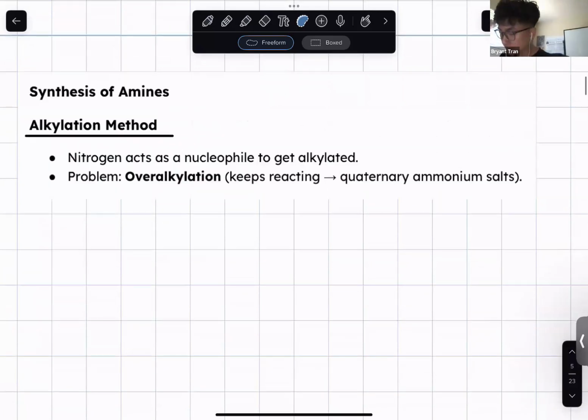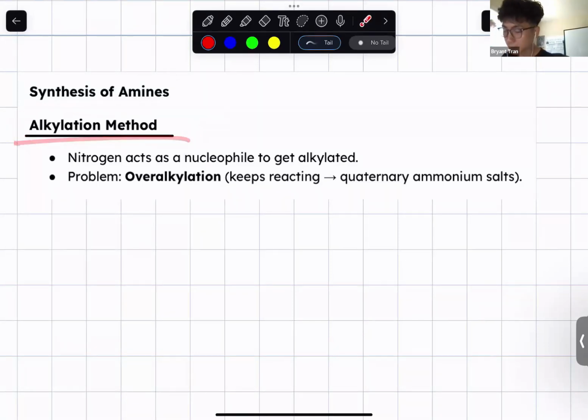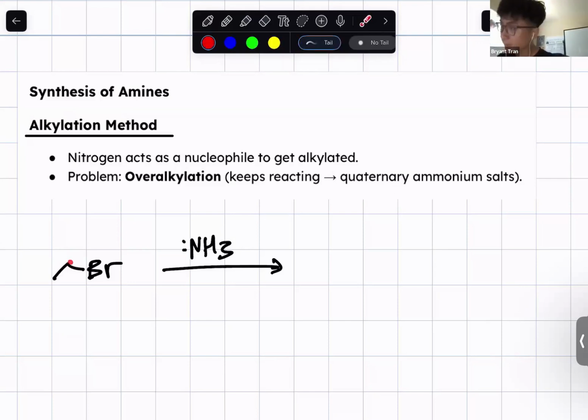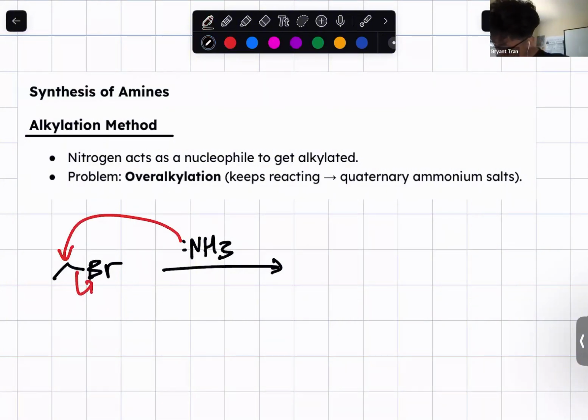So, synthesis of amines. Let's talk about how to make amines. The first method that you learn is the alkylation method, which is a problem. It's not the best way, right? Because you're going to have this haloalkane right here, let's say for example, and when you use ammonia in excess, that's going to act as a nucleophile. This is going to be our electrophile right here, where we're going to attack this electrophilic carbon, kick off this good leaving group, bromine, and we're going to have this ammonium salt right here.